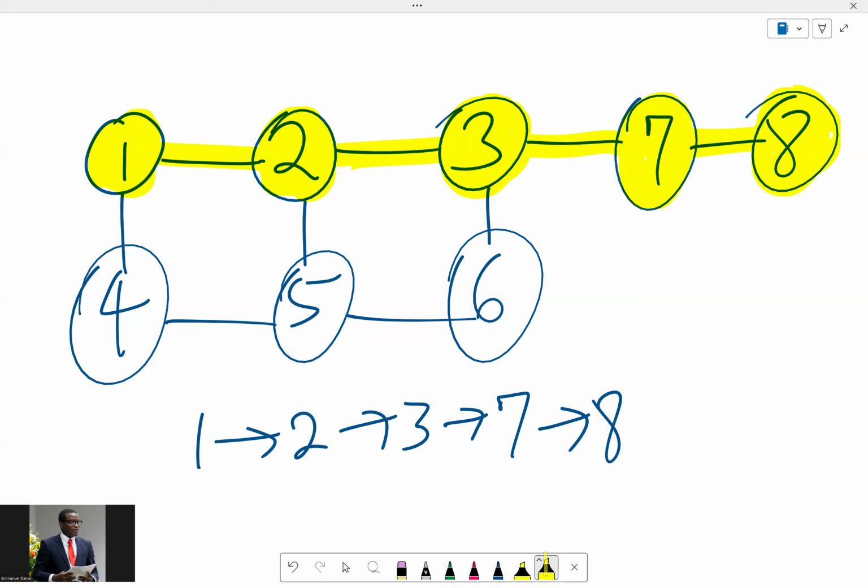So you go to seven. Seven has no neighbor you have not visited. So you can backtrack to three. Three has a neighbor, which is six, that you have not visited. So you can now visit six. Then you backtrack to two again.